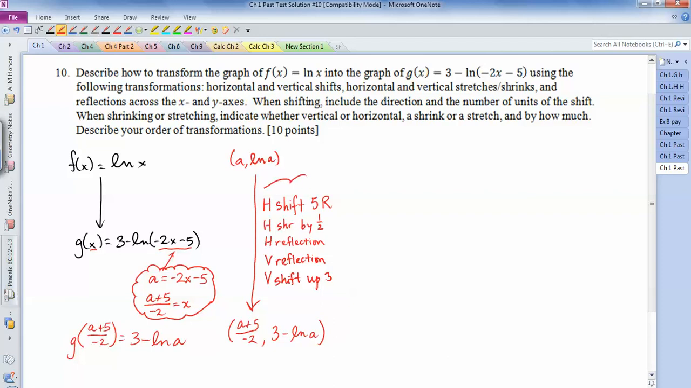And so this is one possible ordering of transformations that you could use to get from f of x to this thing, which is really the same thing as g of x. So hope that helps.